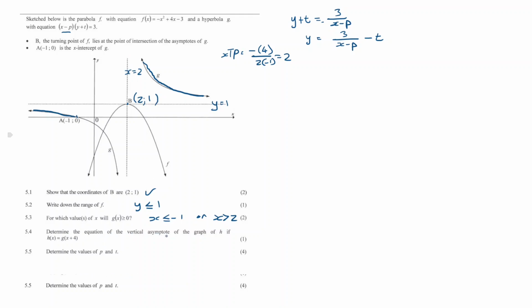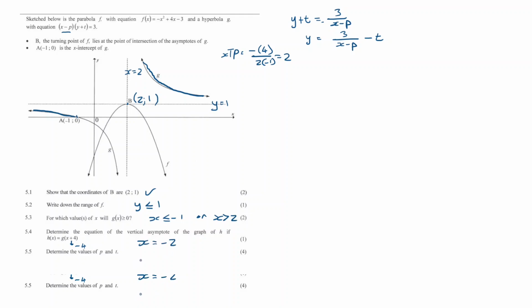Determine the equation of the vertical asymptote of the graph h if h is g of x plus 4. I like to think whenever there's a bracket, what answer comes out of there, and it's minus 4. And so I literally just take the vertical, the x equals 2 asymptote, and take a minus 4 from there, and I end up at minus 2.